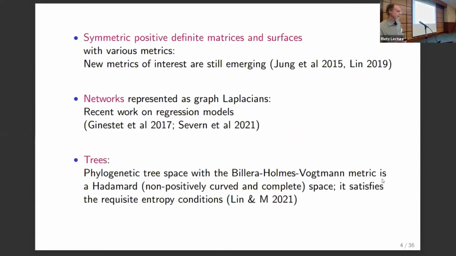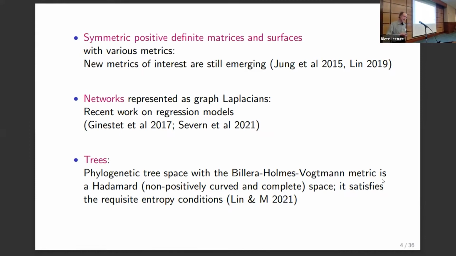Then we have symmetric positive definite matrices and also surfaces. Symmetric positive surfaces arise if you have samples of stochastic processes where the covariance structure is an SPD surface. And interestingly, every couple of years there's a new interesting metric. Jung has one in 2015, very interesting from a statistical perspective. And then Lin, also one of the collaborators, has one more recently.